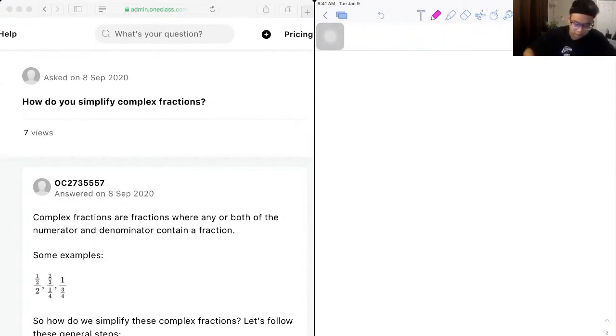So next question is asking us, how do you simplify complex fractions? All right.